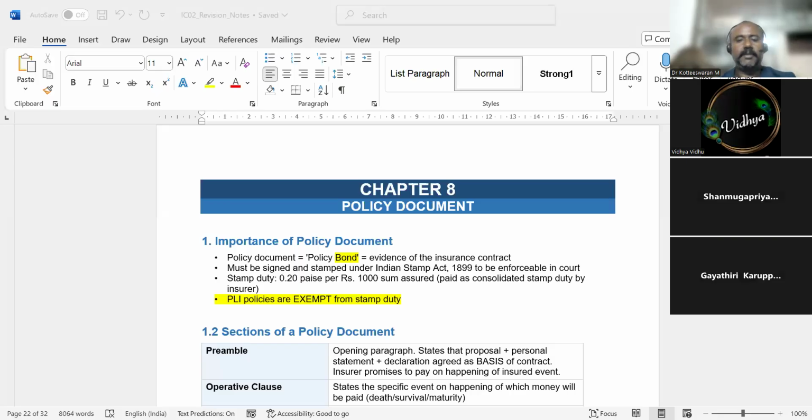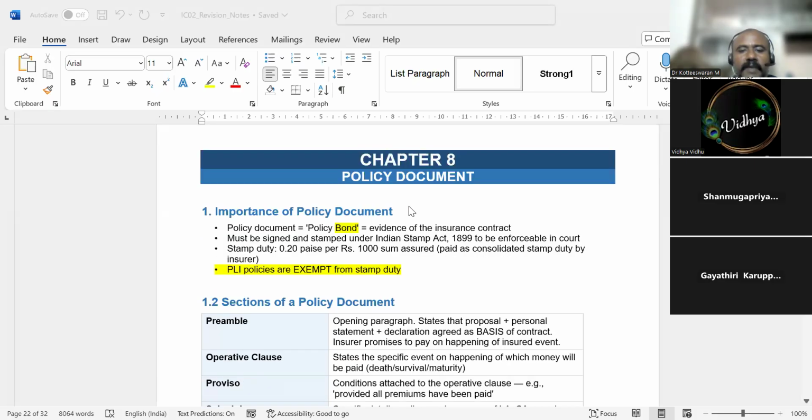Okay, so let's see about chapter 8. Chapter 8 is all about policy documents. Policy documents are, when the proposal has been done, they issue a policy document to you. It is the proof of the contract.